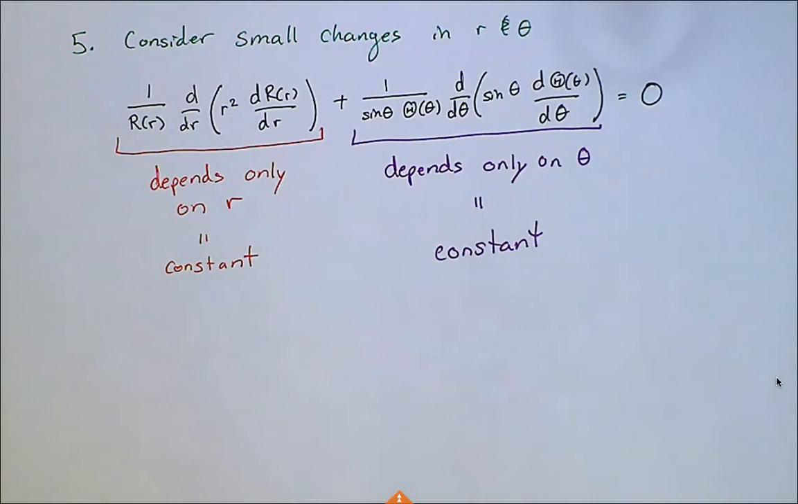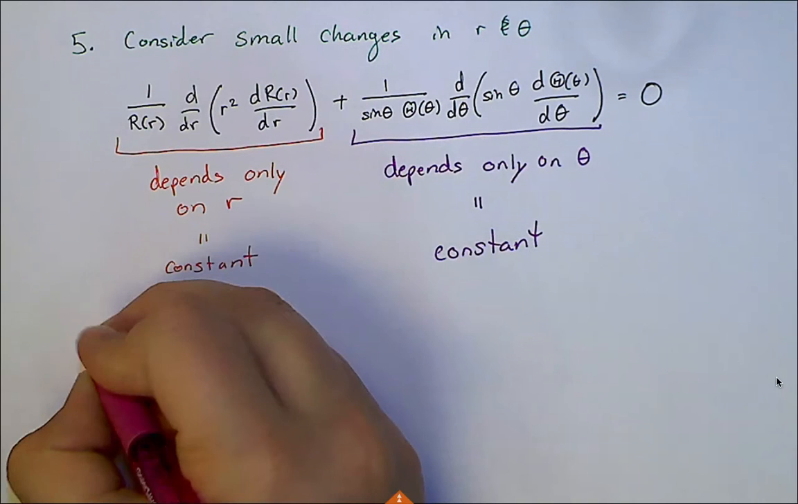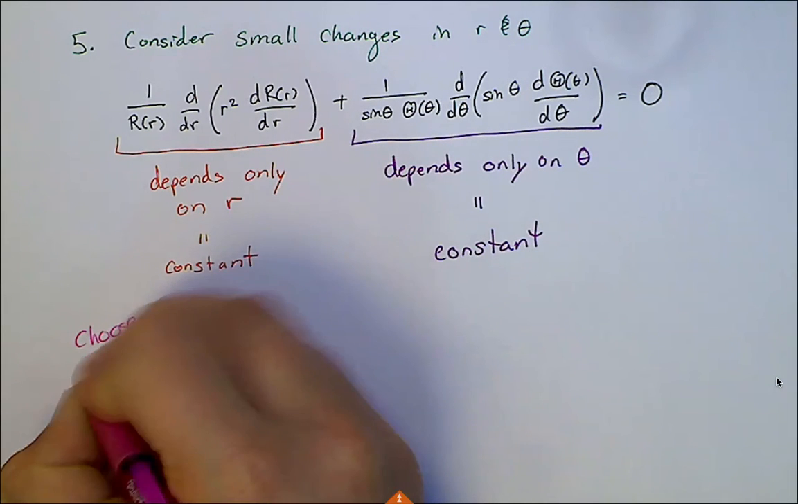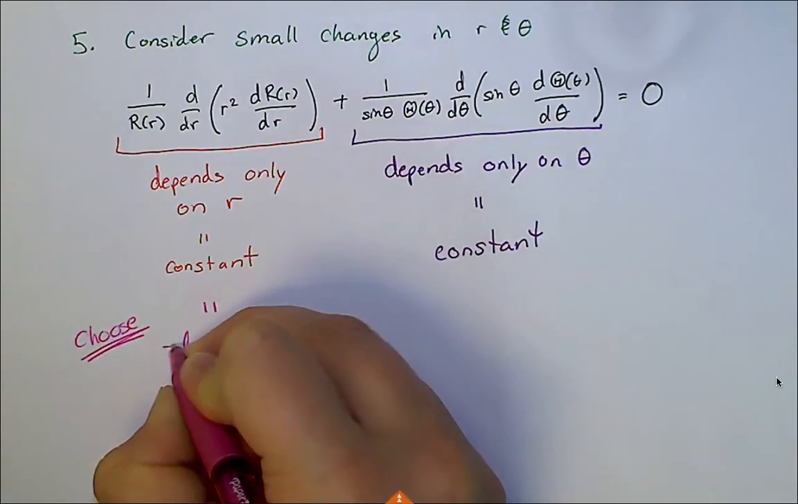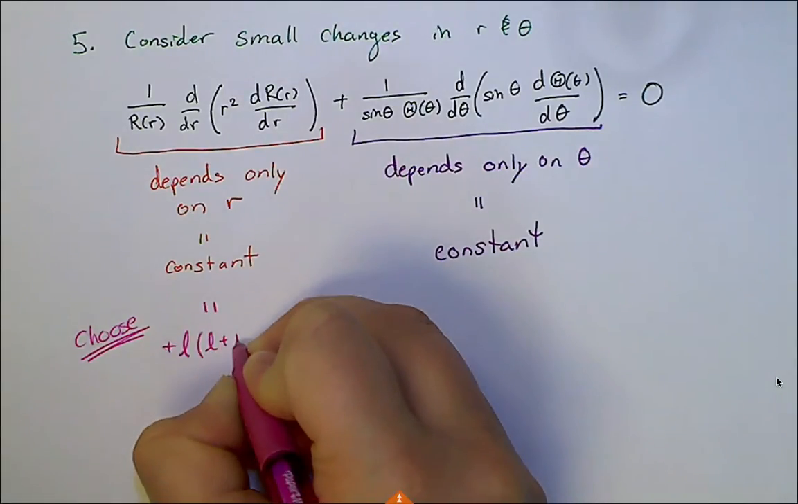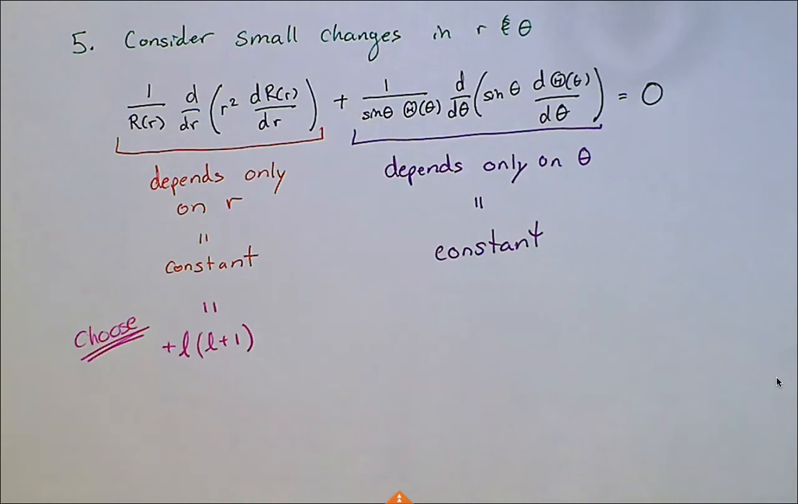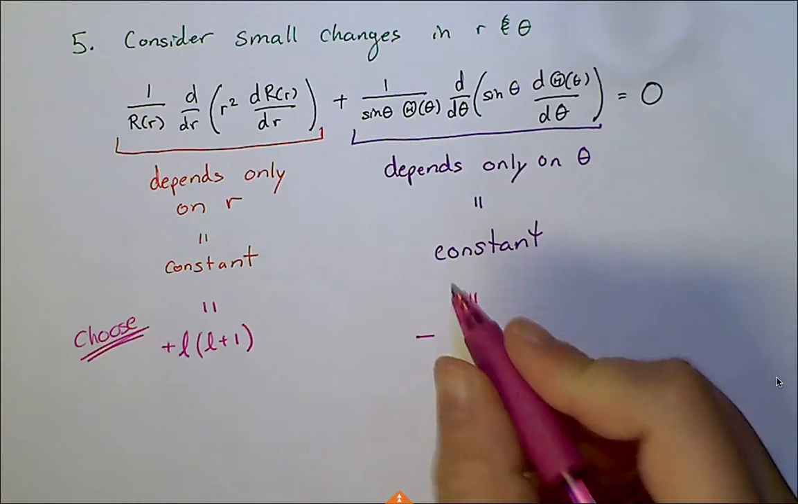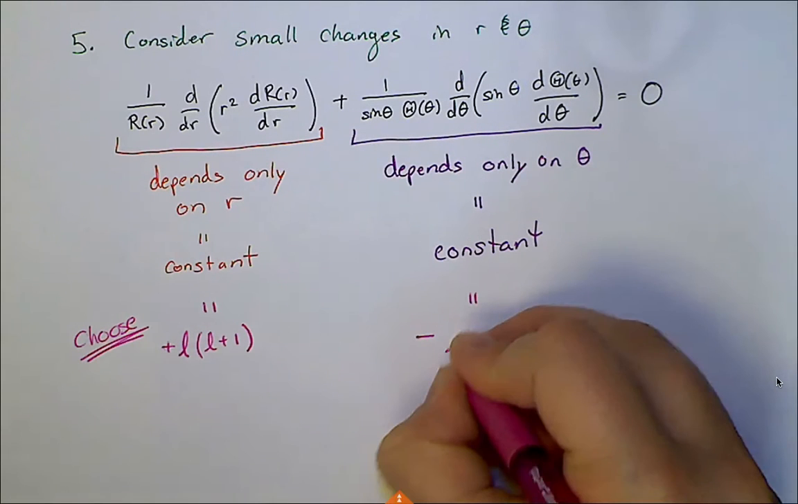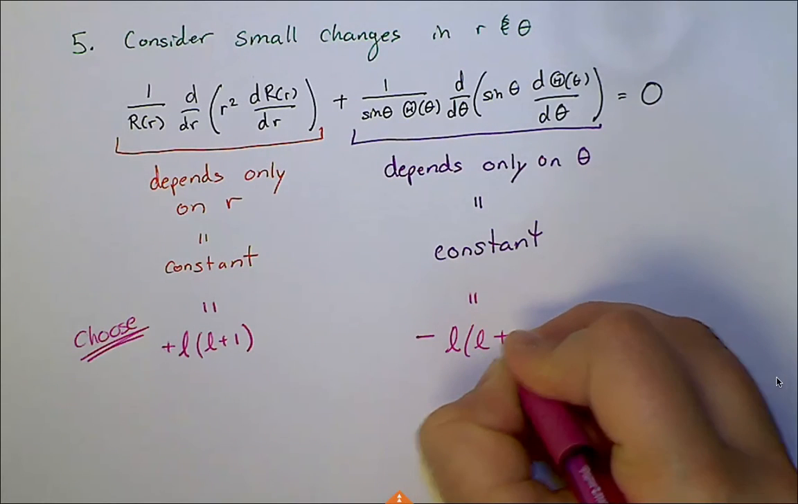Now I'm going to make a choice. I'm going to choose this constant here to be plus L times L plus 1. We'll see later that L is going to be an integer. And that must mean that this constant, because I need them to add together to be 0, is minus L times L plus 1.